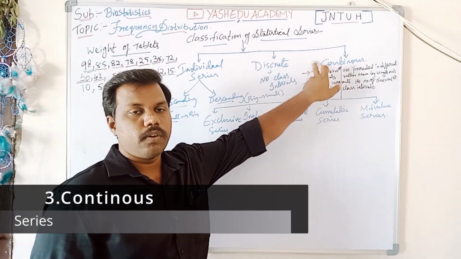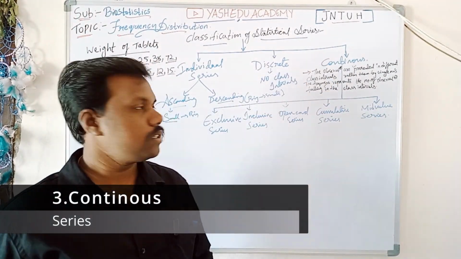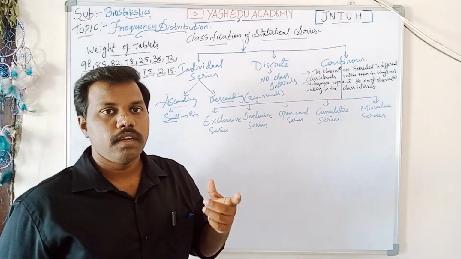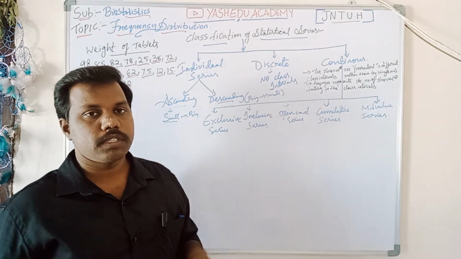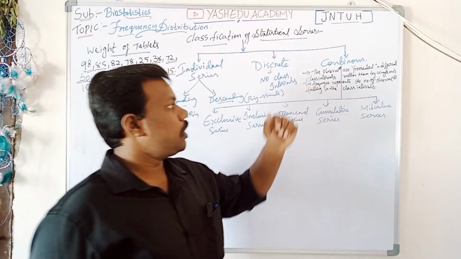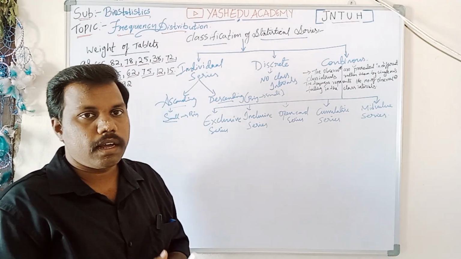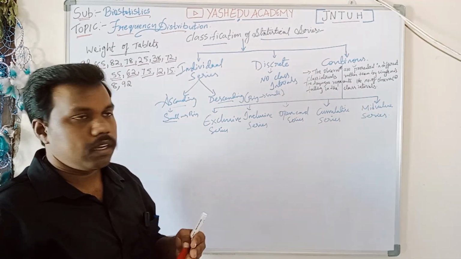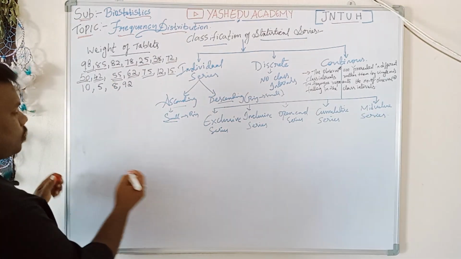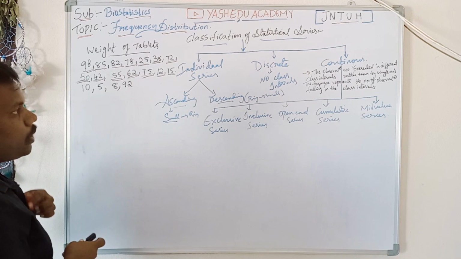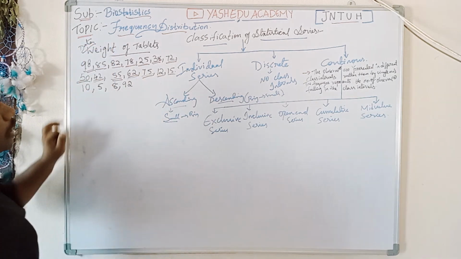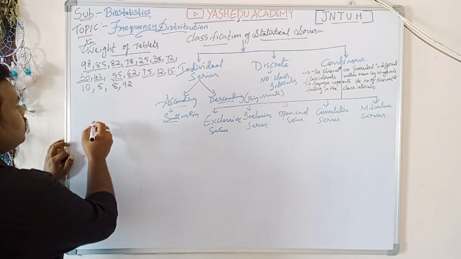Now we are going to discuss the continuous series. Continuous series is nothing but the observations are present in different class intervals rather than a single number. The frequency represents the number of observations falling in class intervals. So here the observations of the data are arranged in different class intervals. This is the rough data for continuous series.